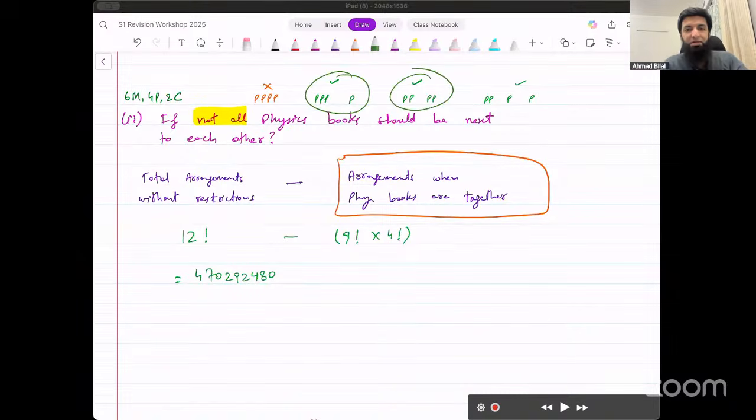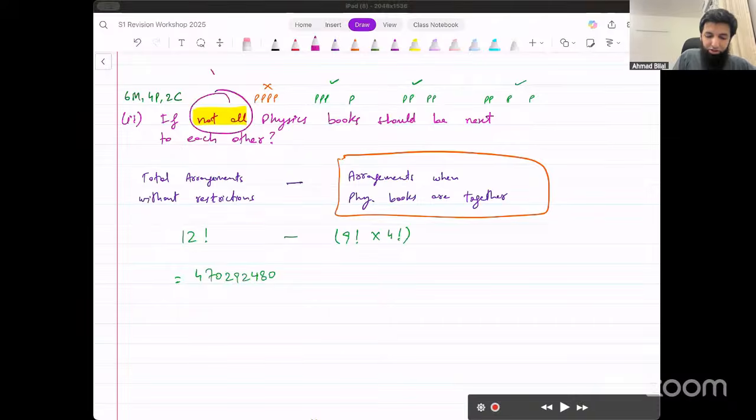Where 3 physics books are together or 2 physics books are together, they are still included in the final result that you get because there's no condition on those other cases. This case is not allowed. We just subtract that from the total.